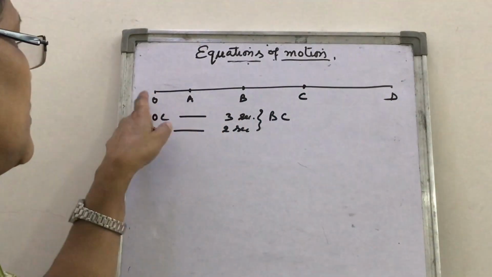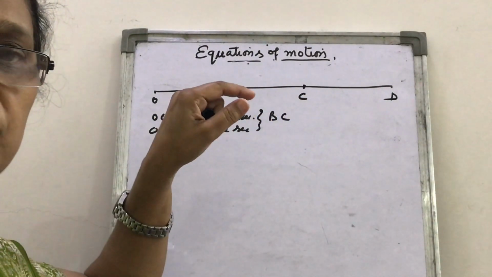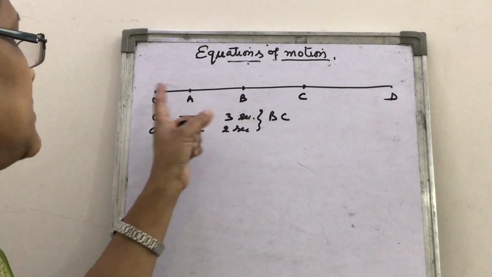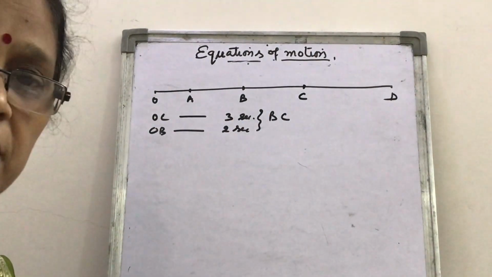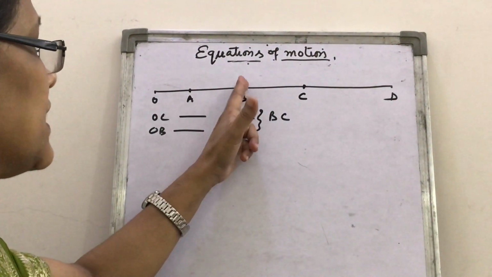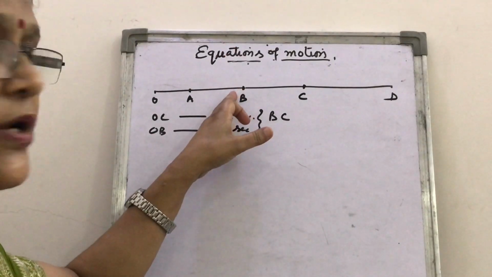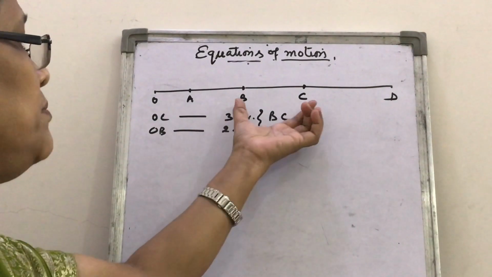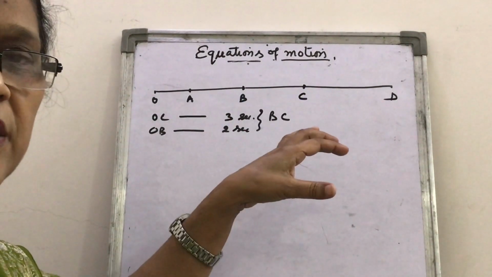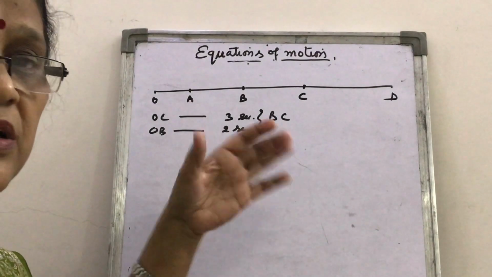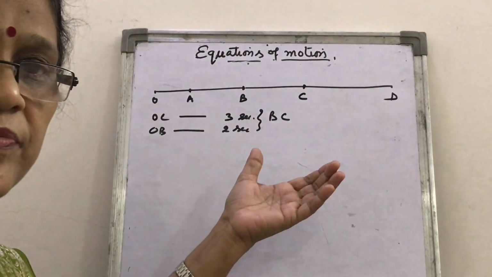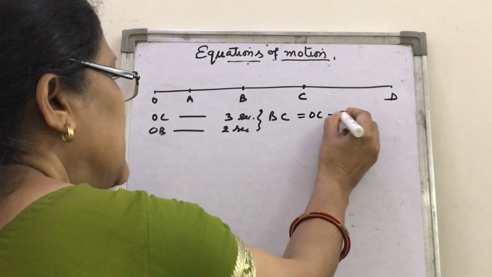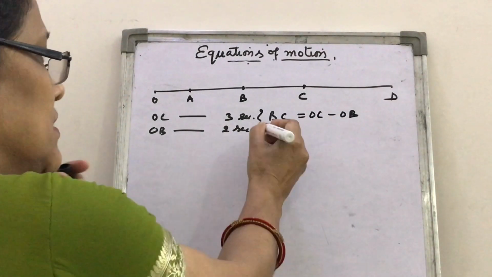In 3 seconds the total distance is O to C with uniform acceleration, and in 2 seconds the total distance is from O to B. Then the 3rd second starts when 2 seconds are completely finished at point B. So from B to C the 3rd second runs, and BC is the distance covered in the 3rd second. Then how will you find the distance covered in the nth second? Here BC is OC minus OB, that is for the 3rd second.